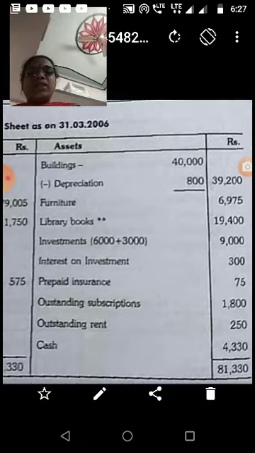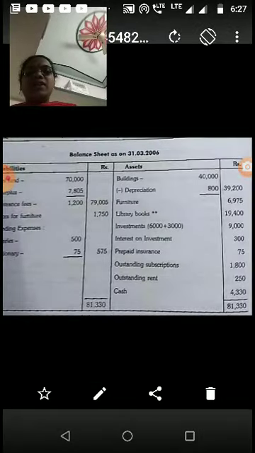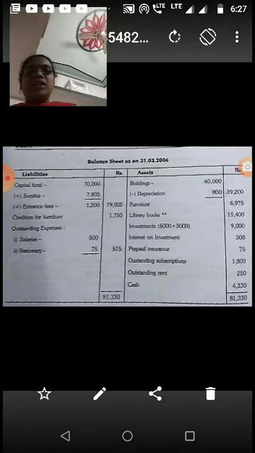Investments, that is 6,000 plus 3,000, 9,000. Interest on investment, that is 300. Prepaid insurance, that is 75. Outstanding subscriptions 1,800. Outstanding rent 250. Cash is 4,330. The total of assets and liabilities 81,330. Thank you all.